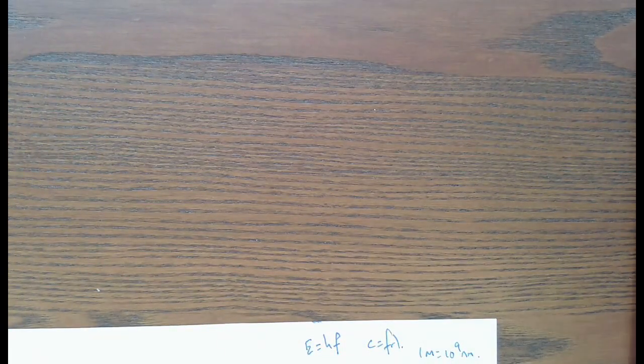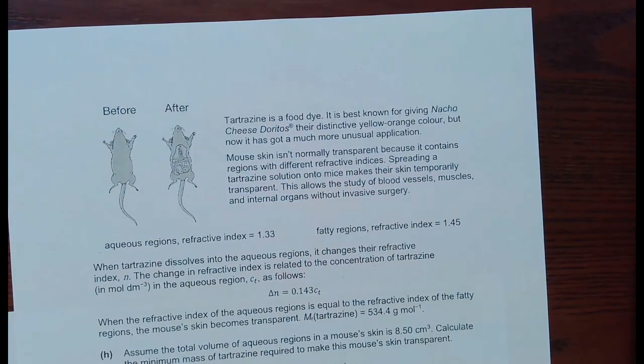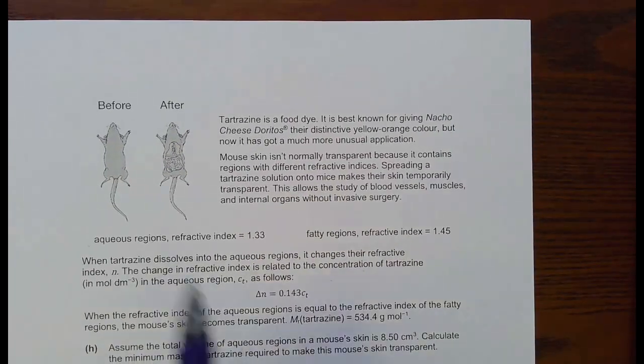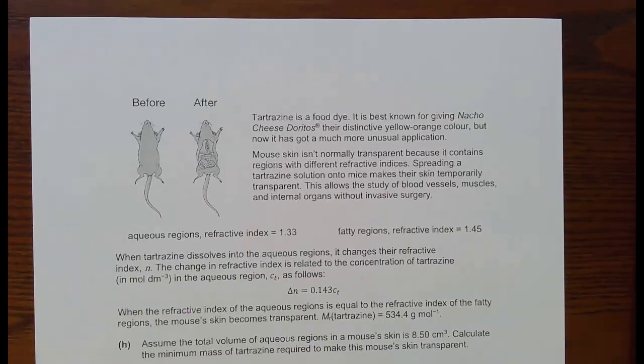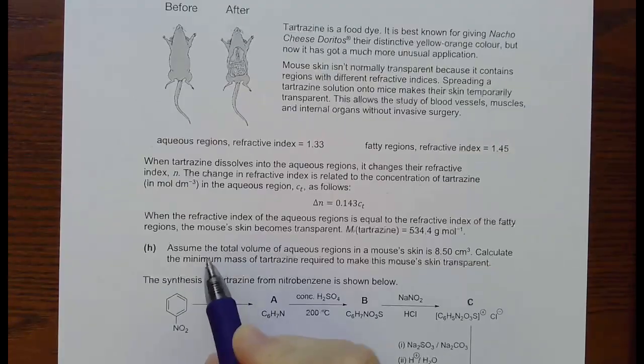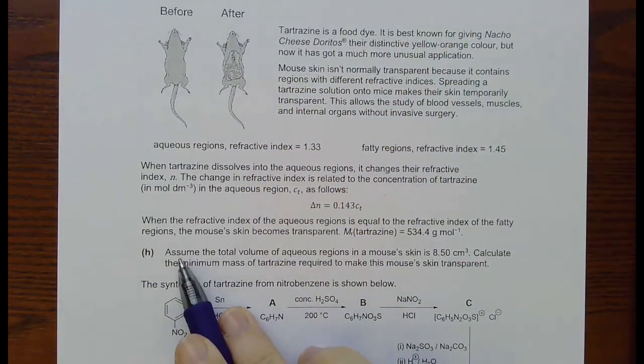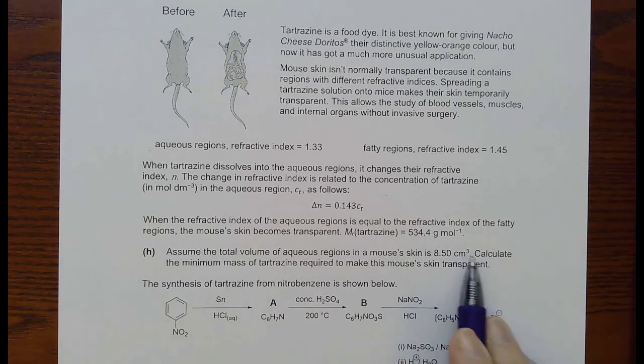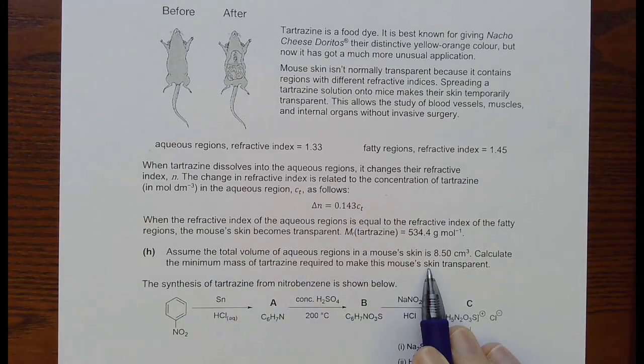Okay, so far so straightforward. But then we are asked to do some organic chemistry. And the question takes a bit of a bizarre turn with this rather strange bit about tartrazine being used to investigate the insides of mice. Read that yourself. Assume the total volume of aqueous region in a mouse's skin is 8.5 centimeters cubed. Calculate the minimum mass of tartrazine required to make this mouse's skin transparent.